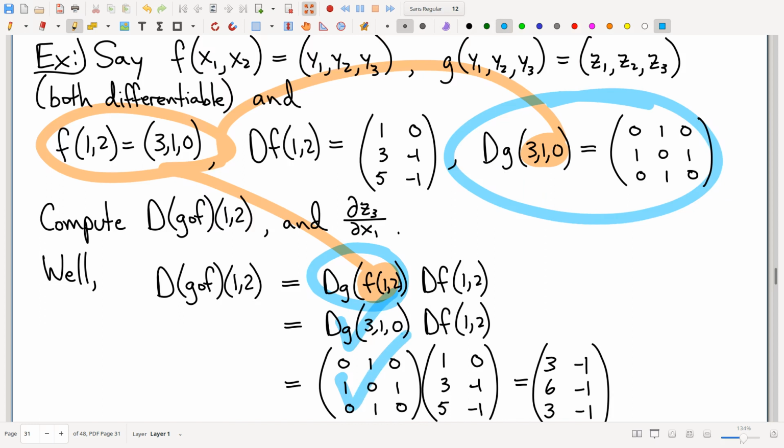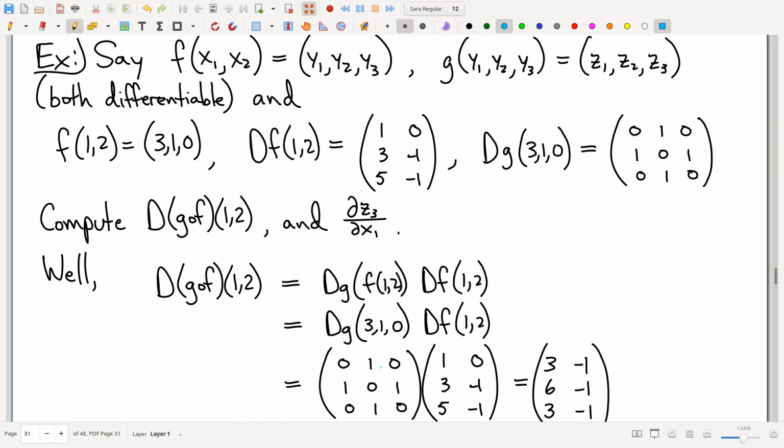Now, I want to point out something that I did in writing this example. I did this on purpose.